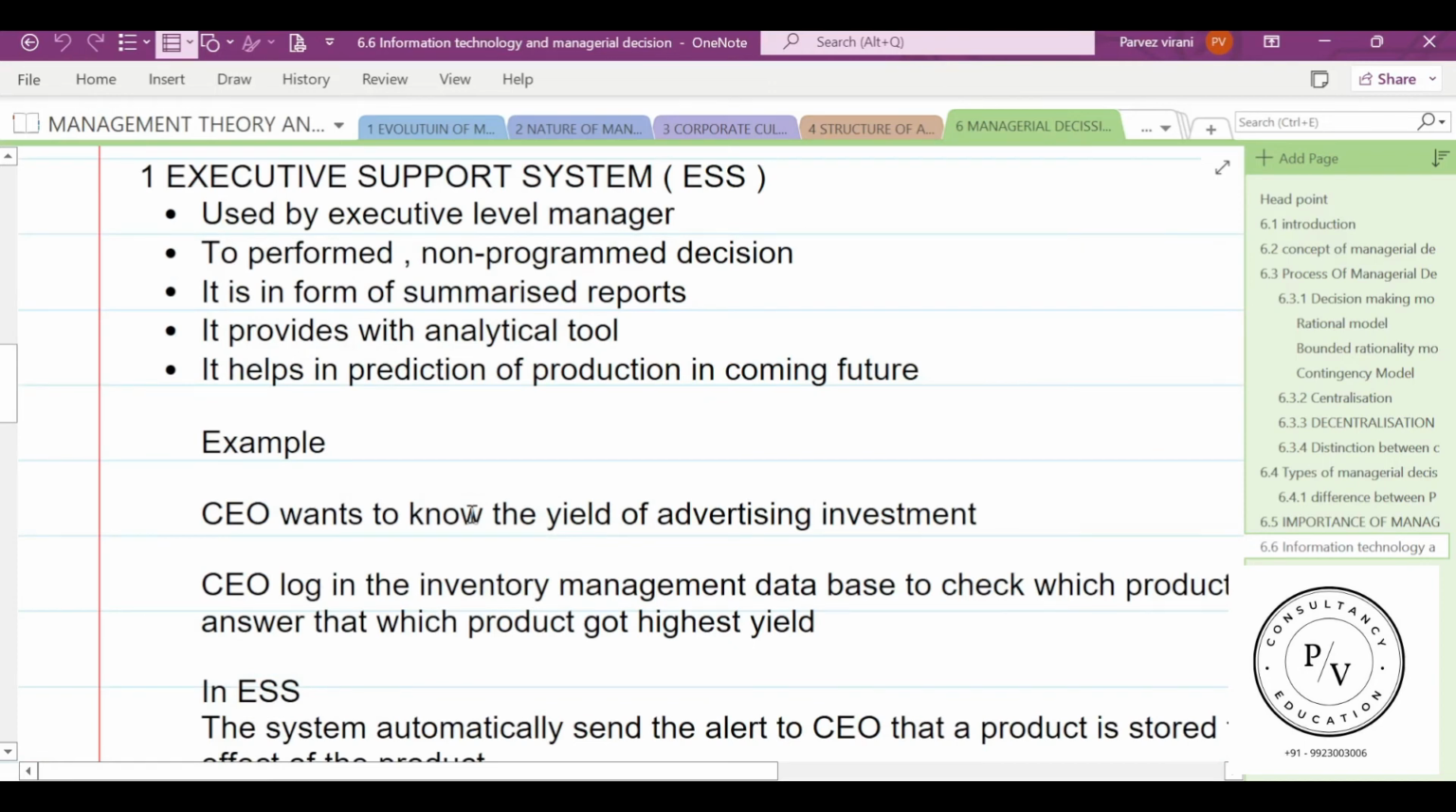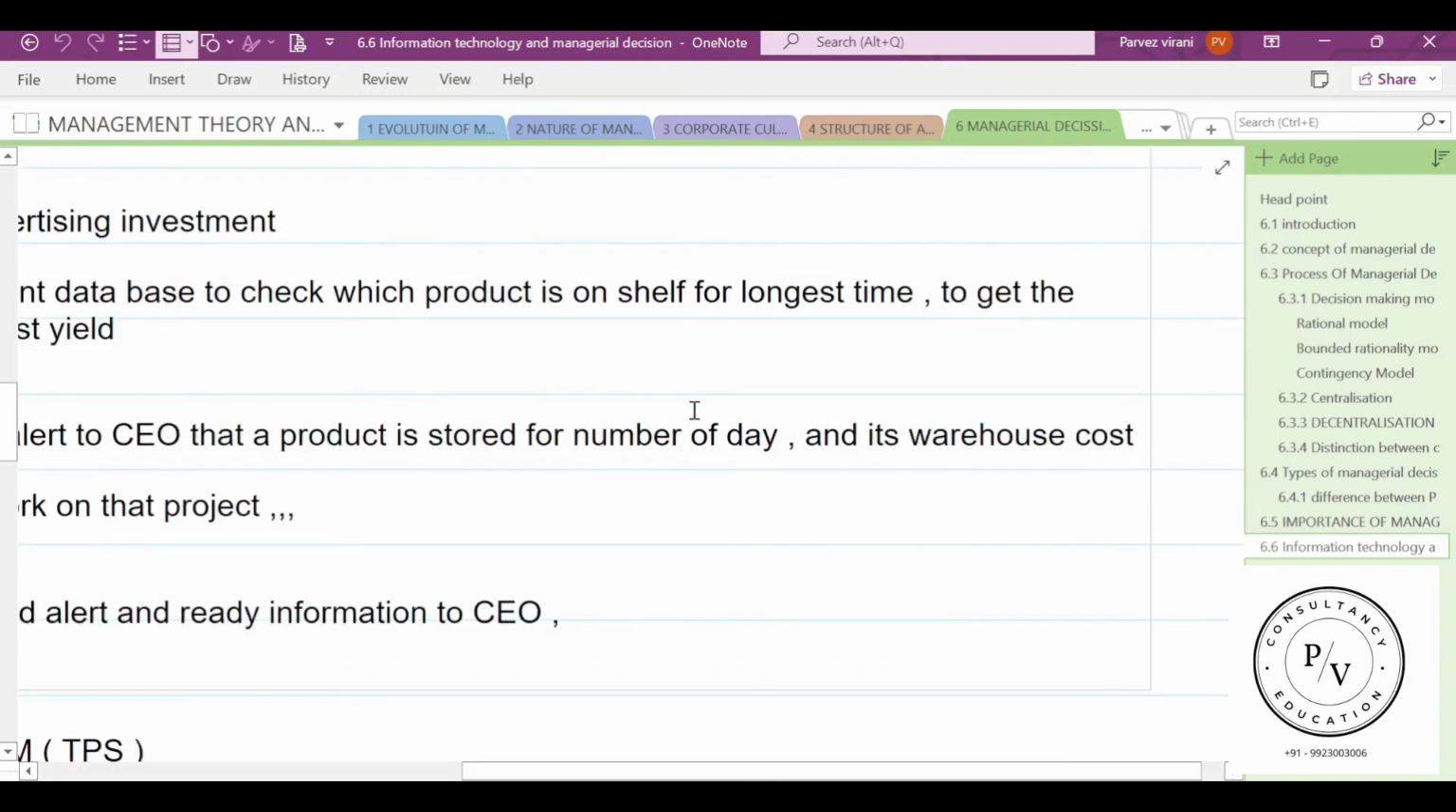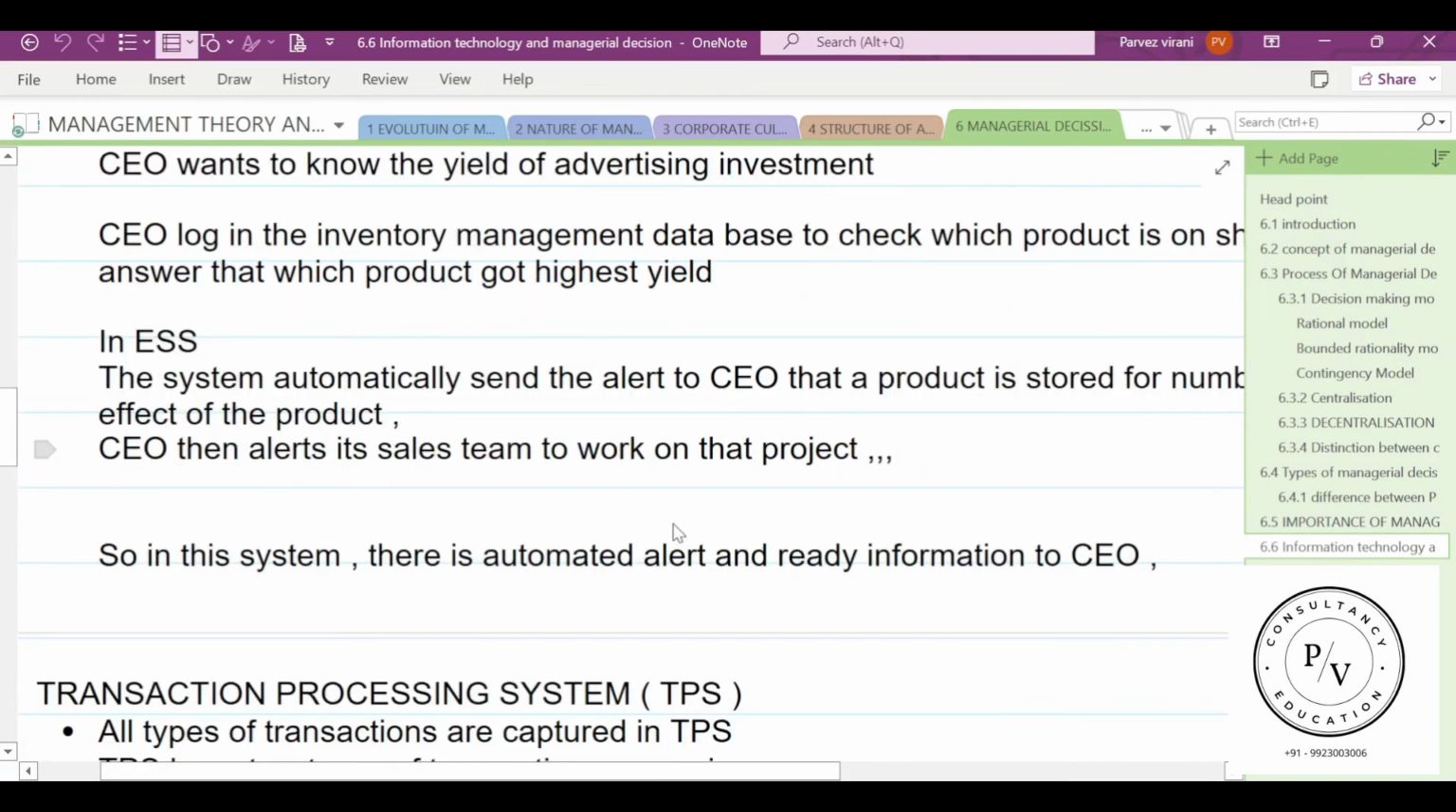Executive support system, ESS, is used by executive level managers to make non-programmed decisions. It provides summarized reports and analytical tools, and helps predict production in the coming future. For example, a CEO wants to know the yield of an advertisement investment. The CEO logs into the inventory management database to check which product has been on the shelf for the longest time, and which product got the highest yield. In ESS, the system automatically sends an alert to the CEO that a product has been stored for a number of days, along with its warehouse cost effect. The CEO then alerts the sales team to work on that product. So in this system, there is an automated alert and ready information for the CEO.